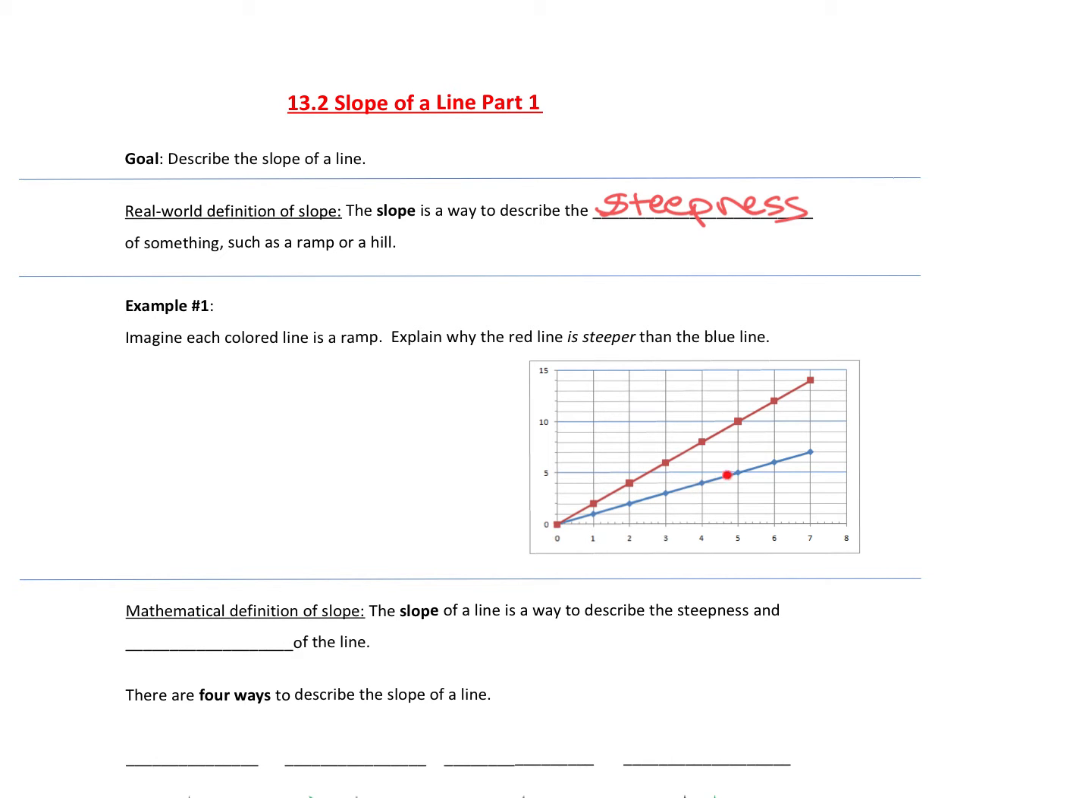Now it looks like eventually this blue line will also get as high as the red line, right? If I kept going, it could get as high as that red line, but it's going to take longer for it to get there. Whereas this one is going to go up faster. This one is just going to take longer. Eventually it would get there, but it would take longer. So when we think of steepness, we're thinking that the red line is going higher, faster.